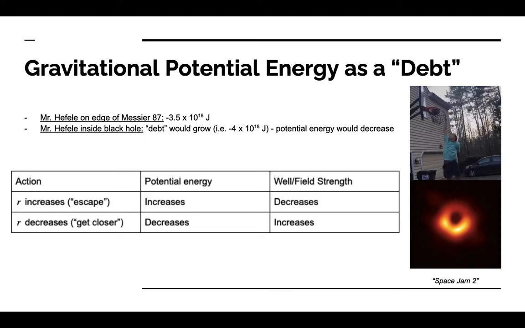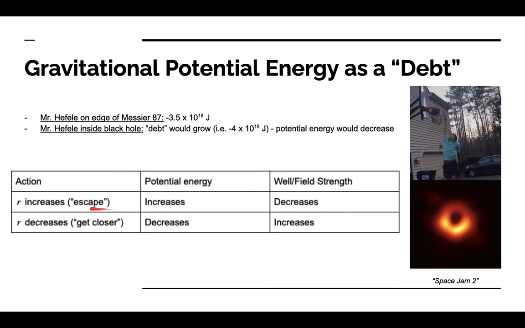This is really weird to think about: the debt grows, the amount of energy that I have to pay back to get out grows, but the potential energy actually decreases because of the negative sign in front. So in order to escape, I would have to pay 4 times 10 to the 18th joules to get out, which is more than if I was on the edge of the black hole, which would be 3.5 times 10 to the 18th joules. So the potential energy decreases. That means I have to pay more energy to get out.